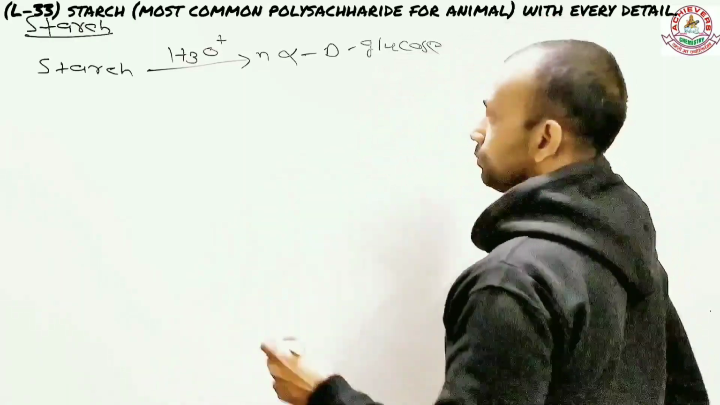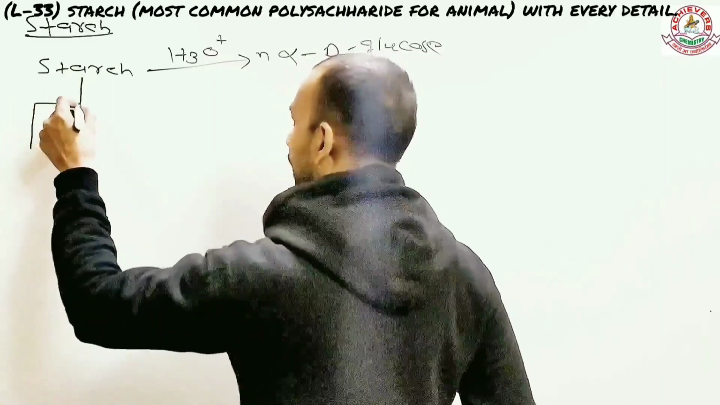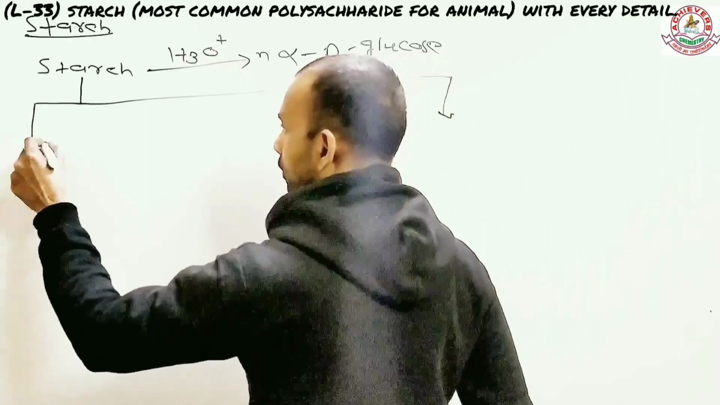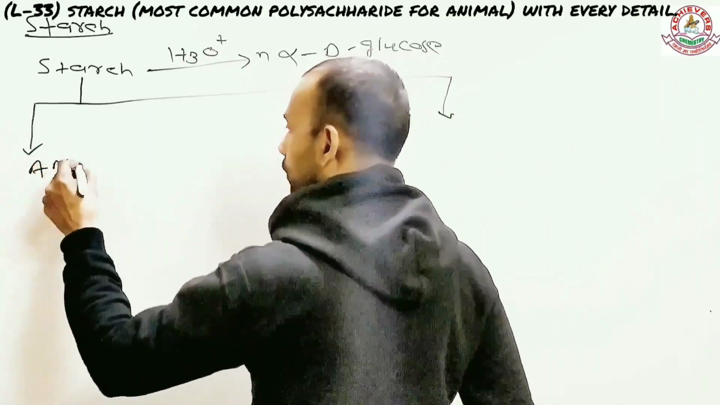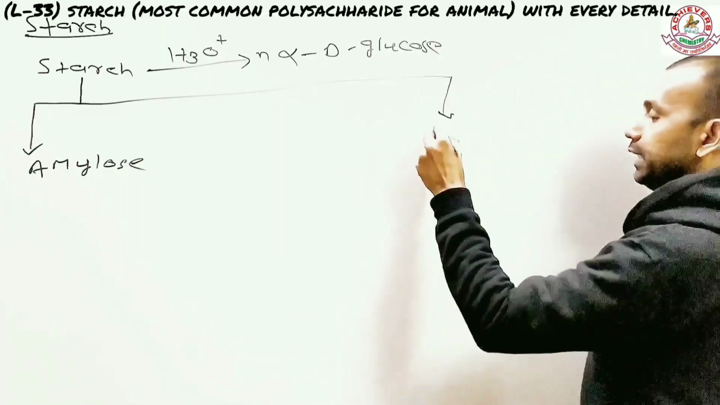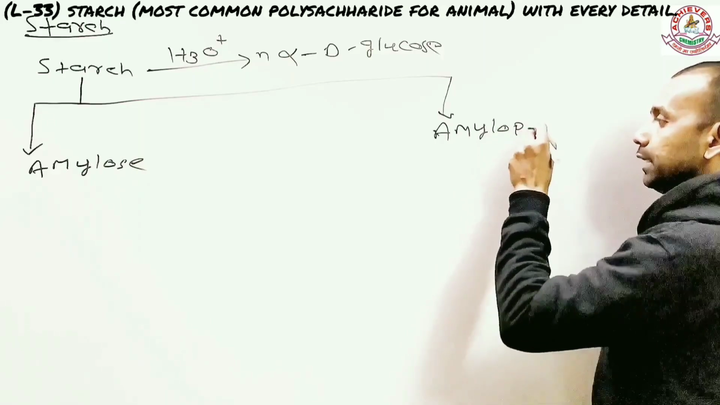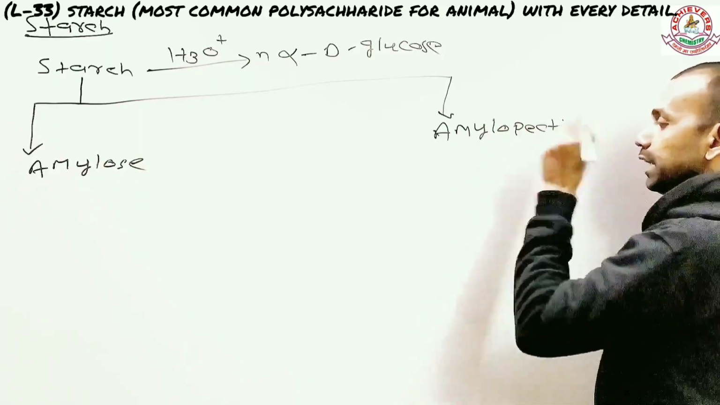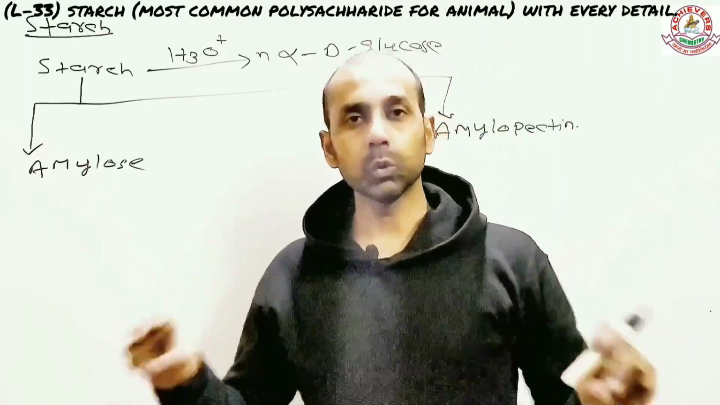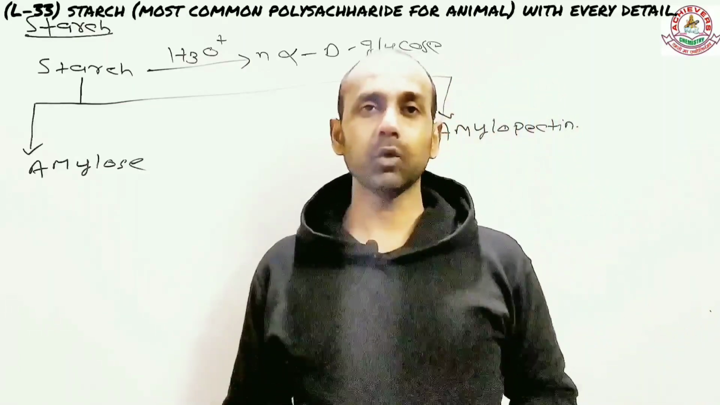So what I'm doing here, just pay attention, I'm dividing this starch into two components. Like I said, one is your amylose, and the other is your amylopectin. In case you have a problem, let me repeat. All I said was, starch is divided into two units. One unit is called amylose and the other unit is called amylopectin.